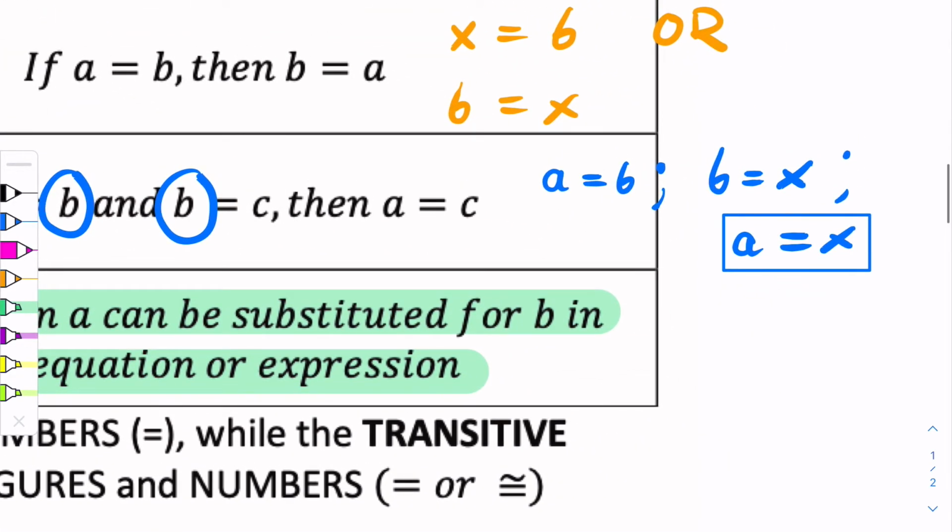For example, if you know that x is equal to 6, and you have a function that says 2x is equal to 12, you can substitute 6 in for x. That's called the substitution property. It's when you substitute your value into the equation.